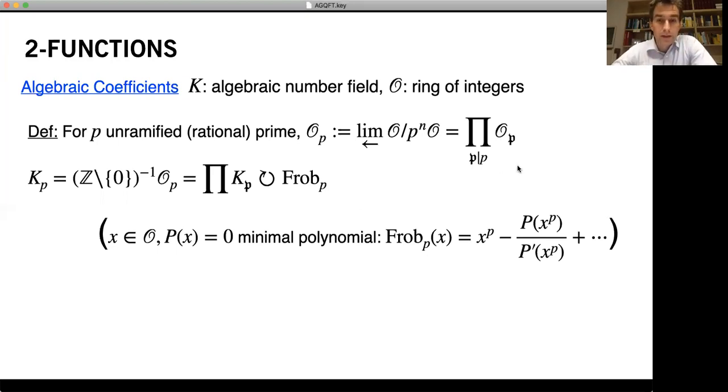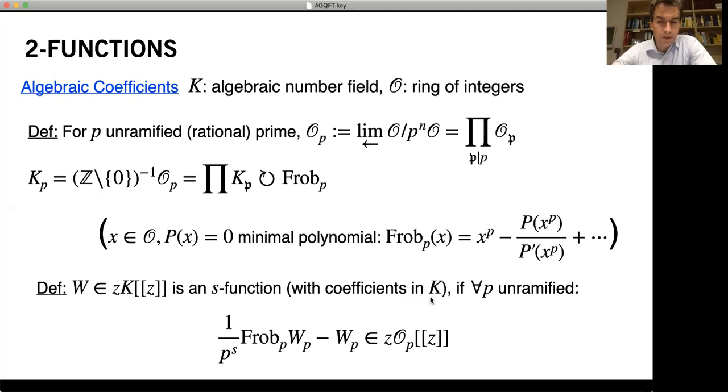Then I can define the notion of a 2 function or S function with coefficients in K by just using now Frobenius to be this on the coefficients and Z goes to Z to the P on Z, okay? So it's just, again, this condition that for all unramified P, you have this congruence on the W localized at P.